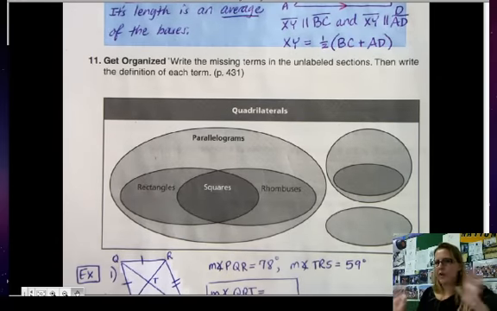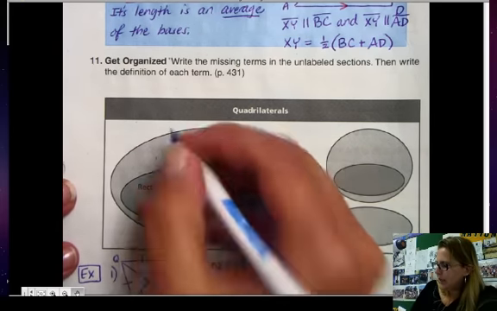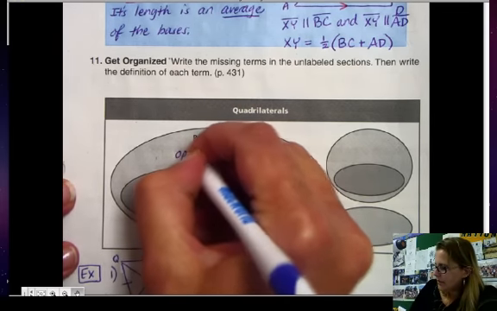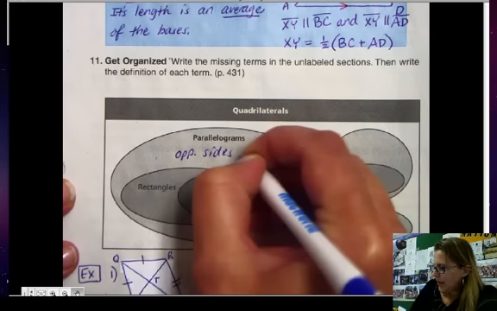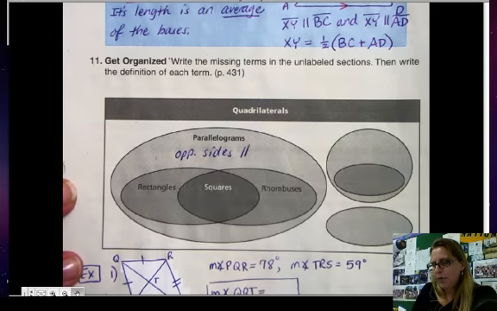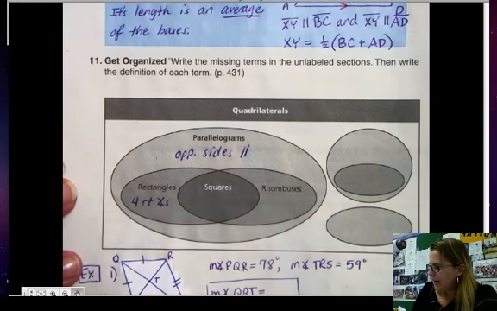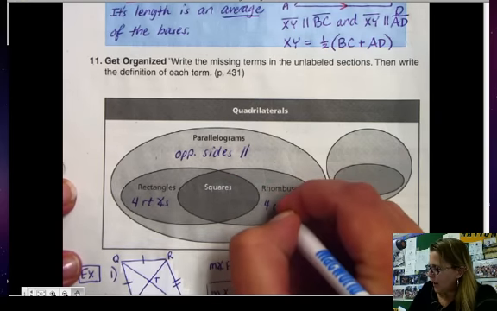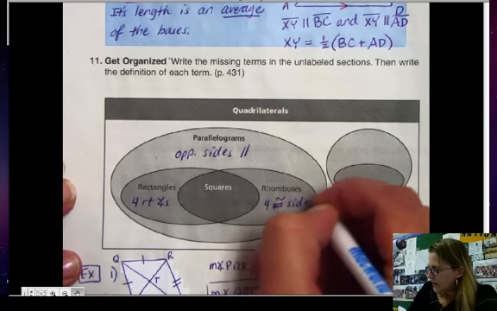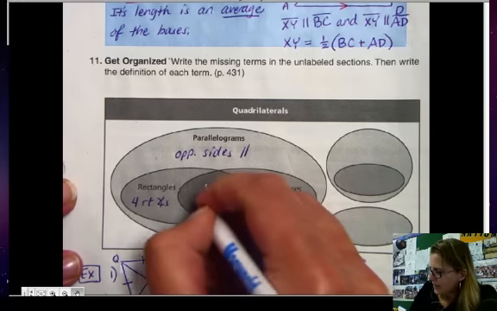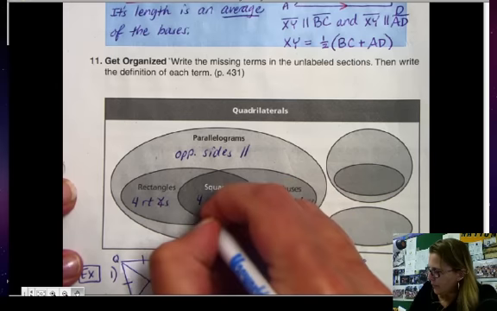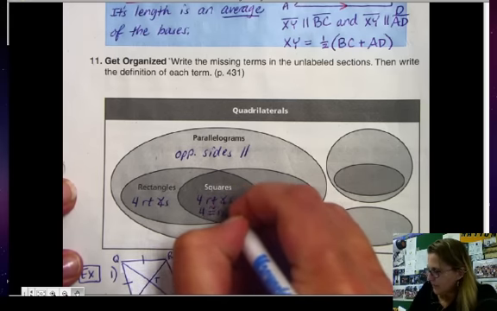We've now learned all the different types of special quadrilaterals we are going to learn. So let's see if we can fill this in. A parallelogram has opposite sides parallel. That's its definition. A rectangle has 4 right angles, and a rhombus has 4 congruent sides. So that means that a square has 4 right angles and 4 congruent sides.